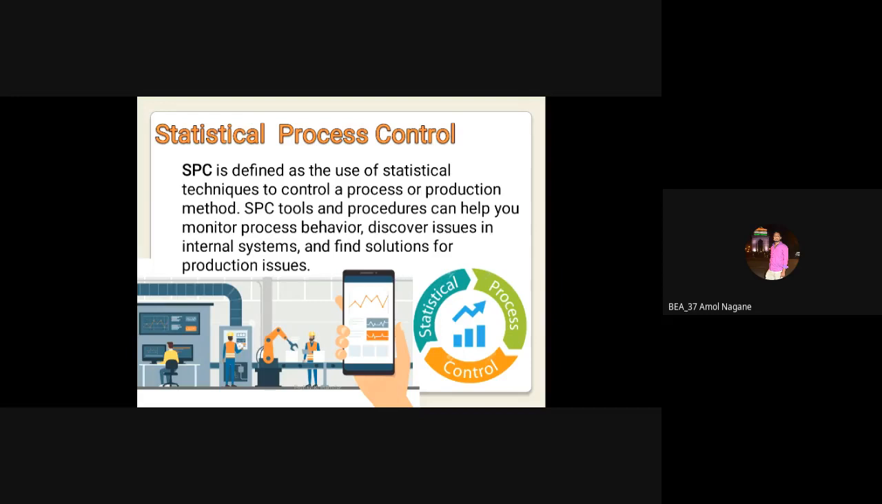According to the output we receive, we will take decisions. If any error is there we can remove it, or we can find solutions for whatever issues are there. So this is an important process of statistical process control.